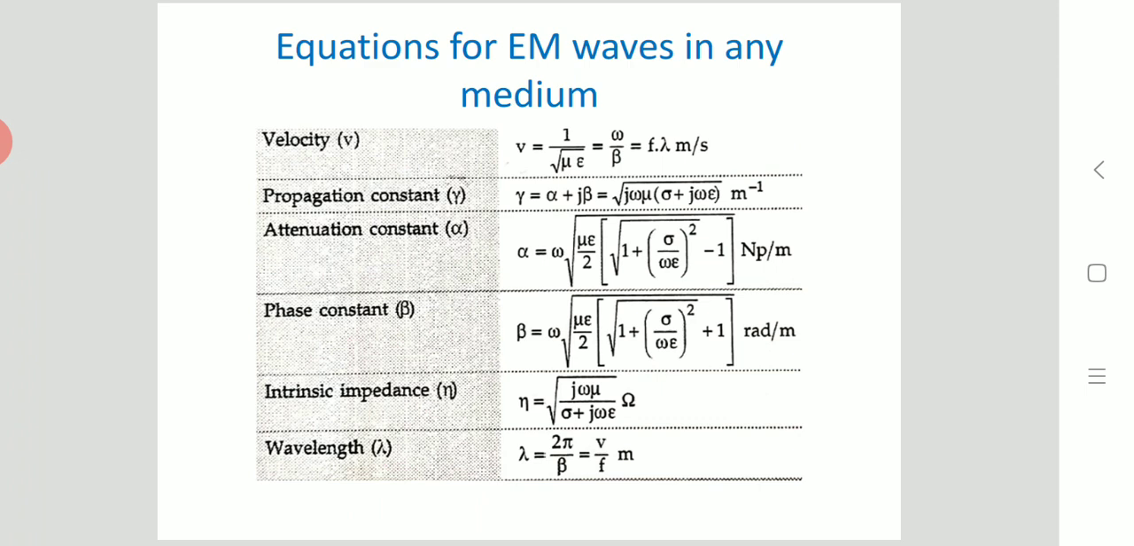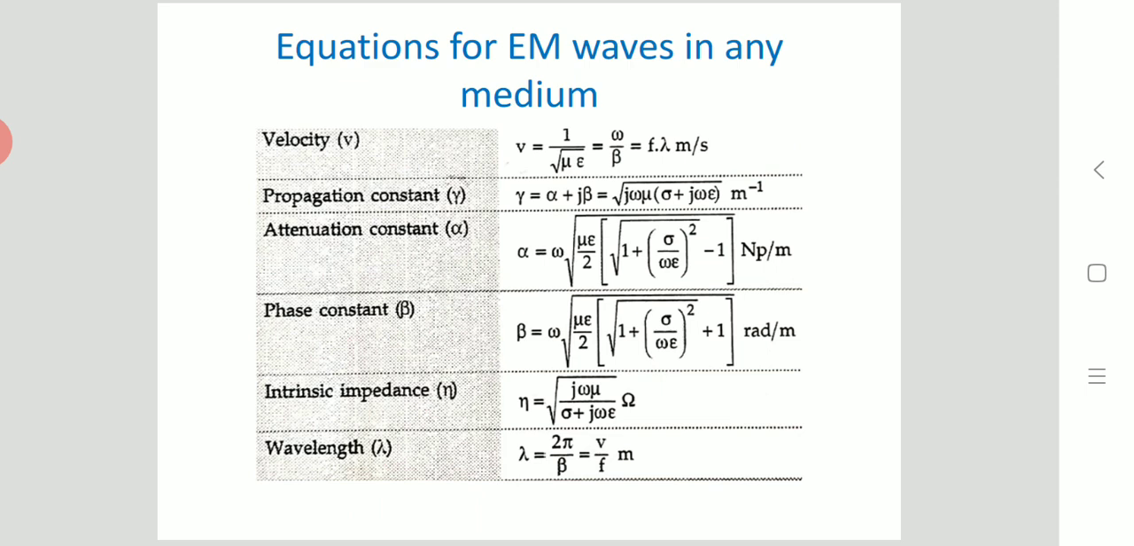Velocity v is nothing but equal to 1 by root of mu into epsilon, that is equal to omega by beta, that is equal to f dot lambda meter per second. So you can simplify it as omega by beta, or you can make it as f dot lambda. Okay, so this is the value of velocity v.